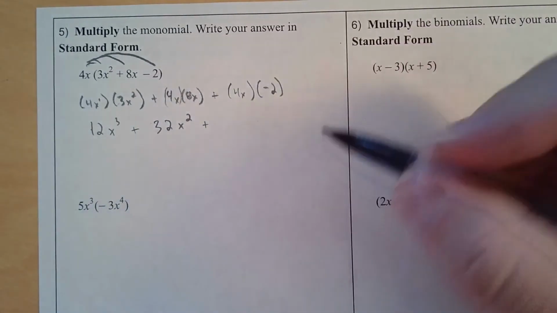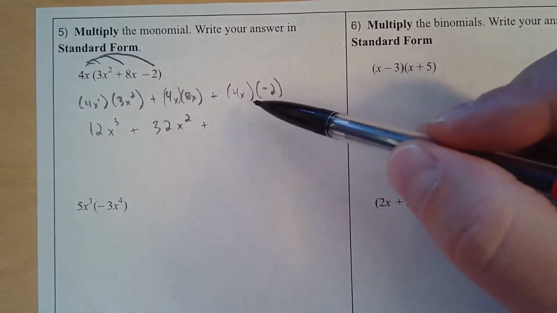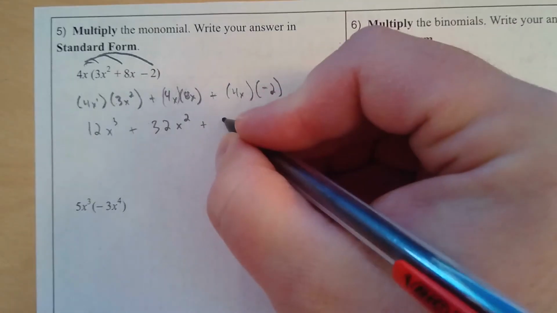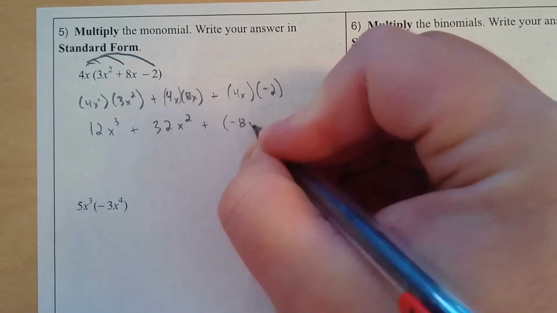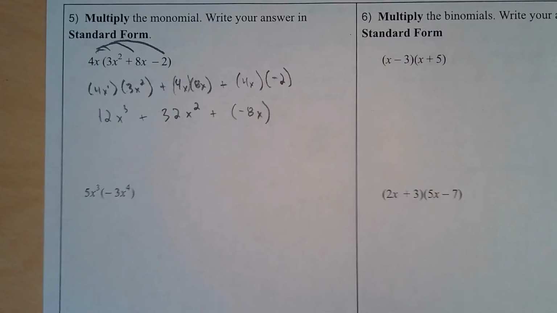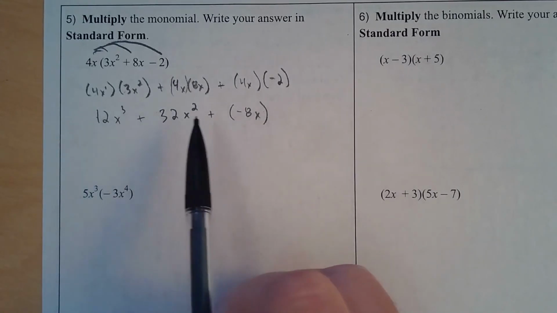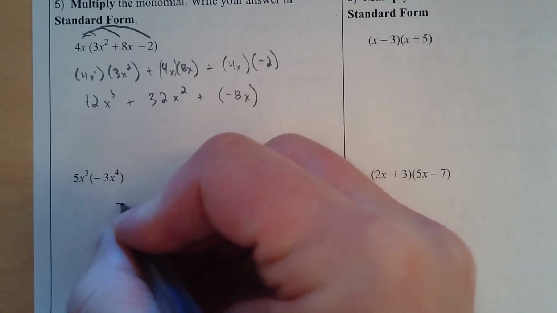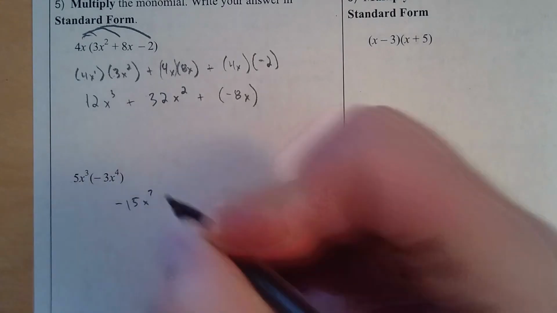And this last one, let's see, 4x times -2. So you're just going to multiply -2 to 4. So now that we have distributed and simplified, we will want to just confirm that we have this in standard form. Highest power to lowest power, cubed, squared, first should be good. Second problem is going to be -15x to the 7th.